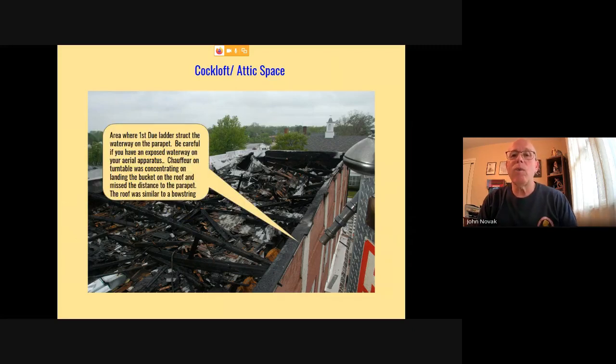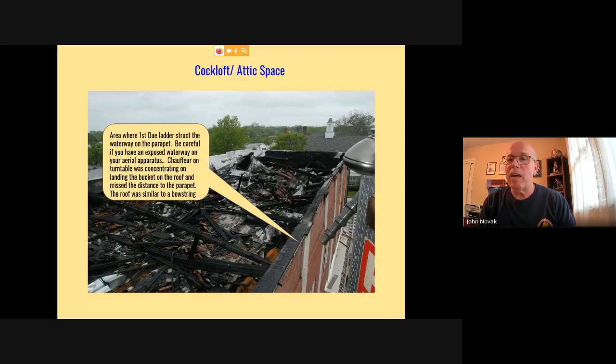Unfortunately, this is the area where the first tower ladder struck the waterway on the parapet. Again, be careful. If you have an aerial device that has an exposed waterway, you need to be careful. The chauffeur on the turntable was concentrating on landing the bucket on the roof and missed the distance to the parapet. And this roof was also similar to a bowstring.